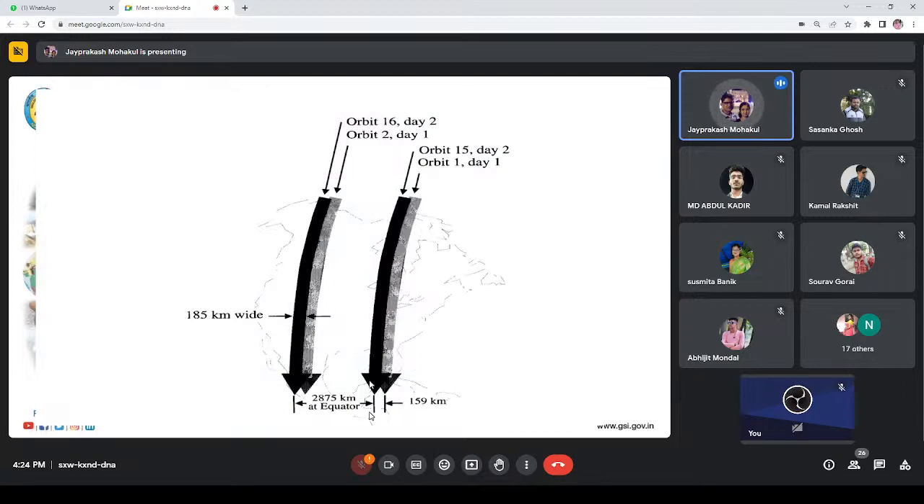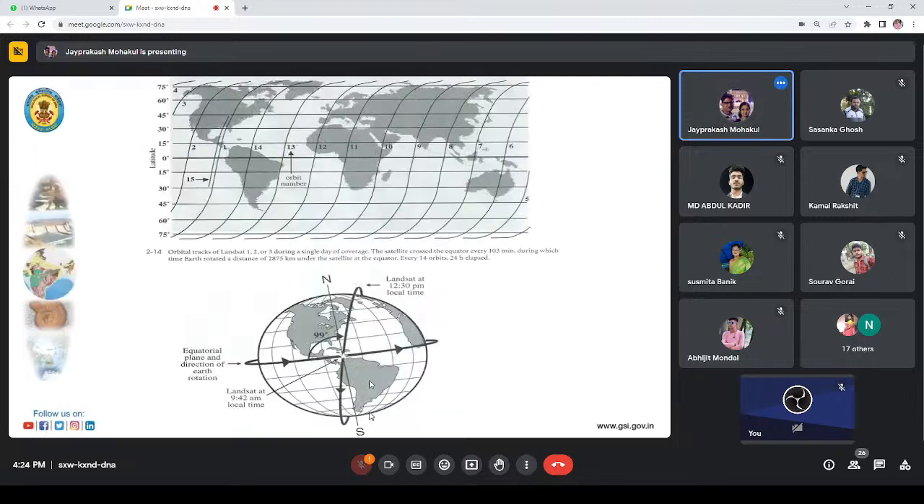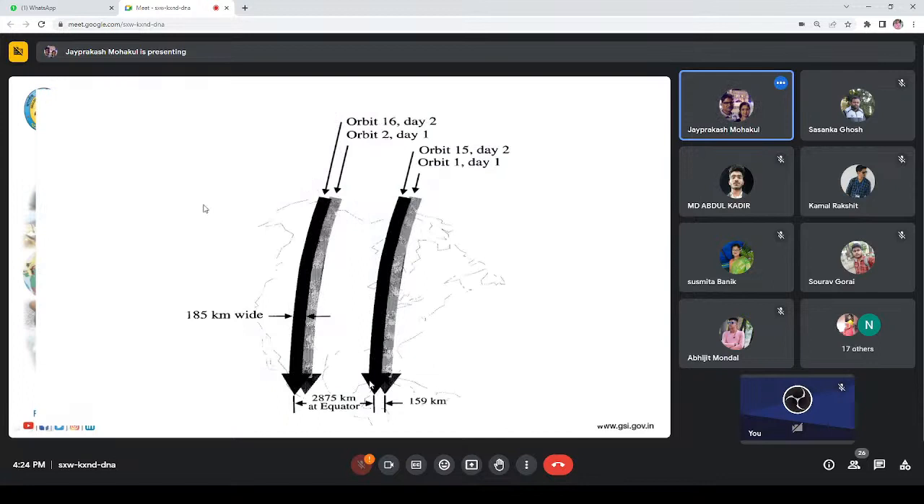As you could see, there is a 15th track. It's not coinciding. So there is a gap between the first track and the 15th track, right? So this is what is known as swath. I mean, how much area it covers. Landsat covers approximately a width of 185 kilometers, right? The entire width is known as swath.